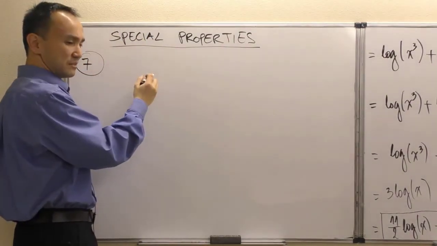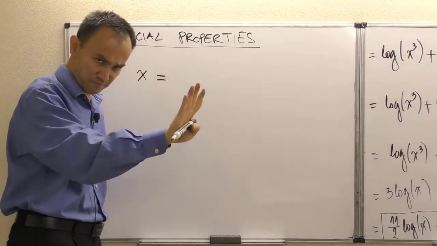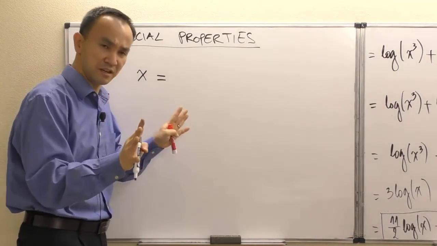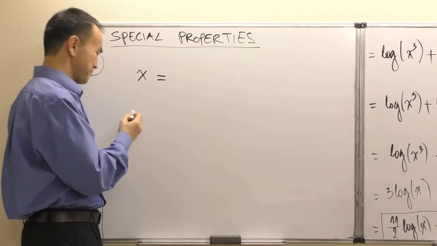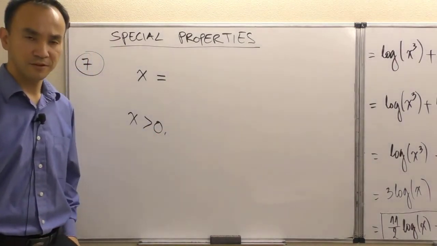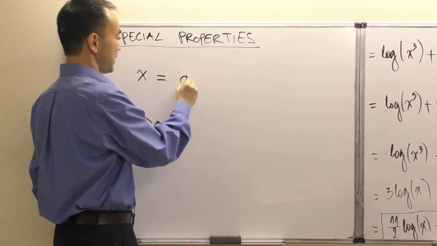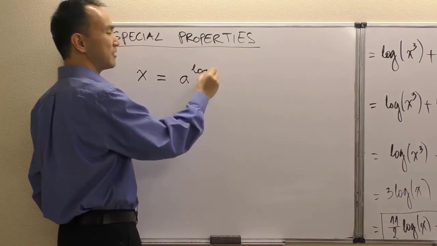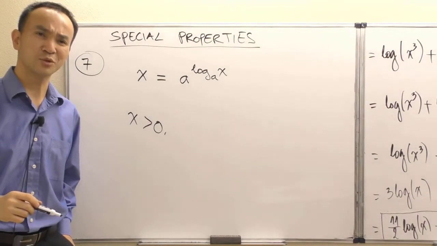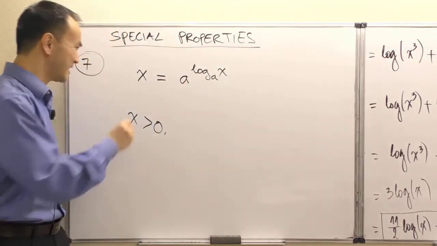Let x represent a number. But of course, I shouldn't say any number; any number is a little too much to say. x is a positive number. For any positive number, we can express x as a raised to the power of log base a of x. Things look a little strange. It's a shock to see. No one out of nowhere can think of this, but it's a known rule.